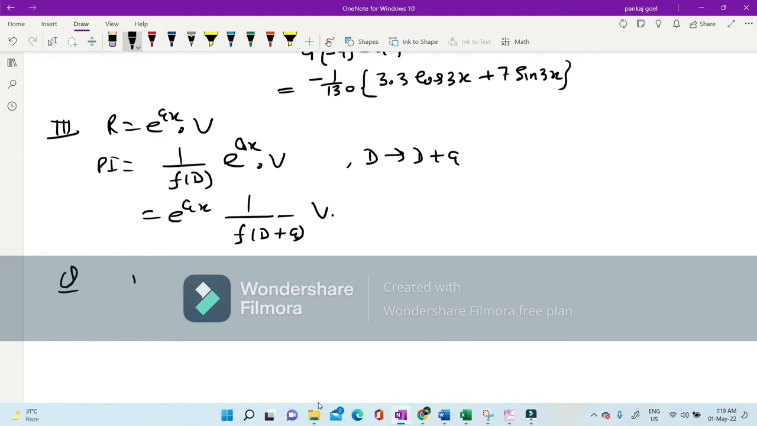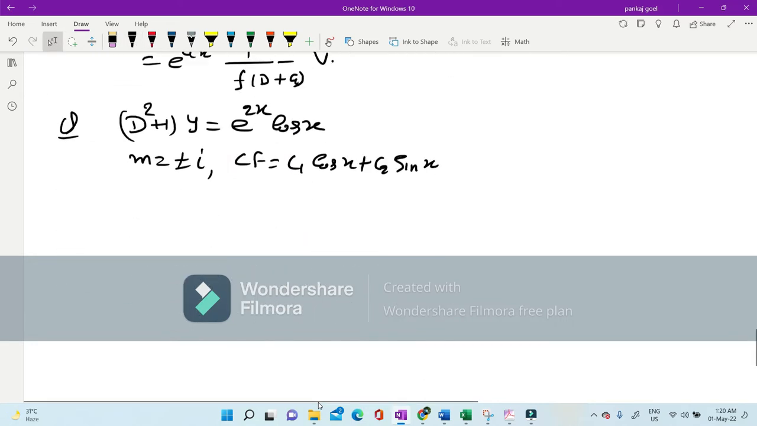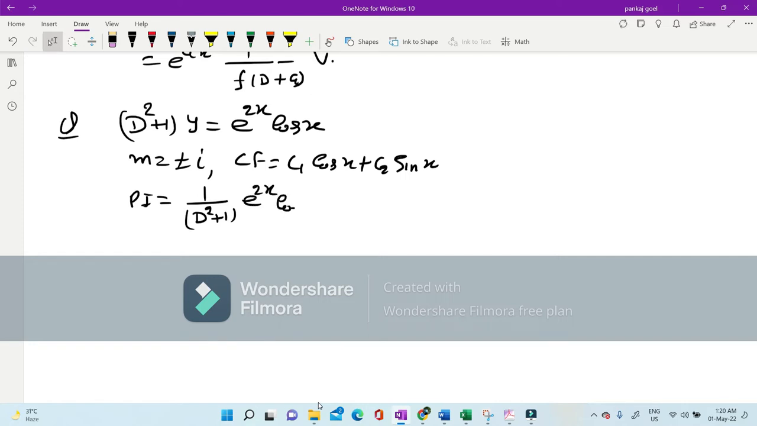Take an example. Let us suppose I say d square plus 1 y equal to e की power 2x into cos x. Here you can see that m equal to plus minus i, CF will be equal to C1 cos x plus C2 sin of x. And what about Pi? Write the Pi equal to 1 upon d square plus 1 and this e की power of 2x cos x.